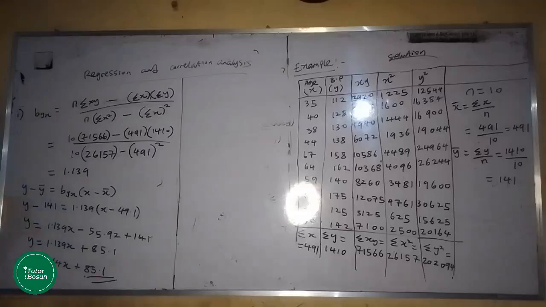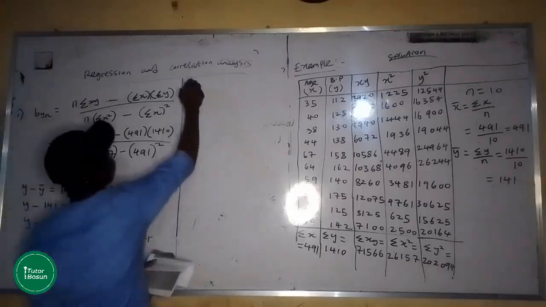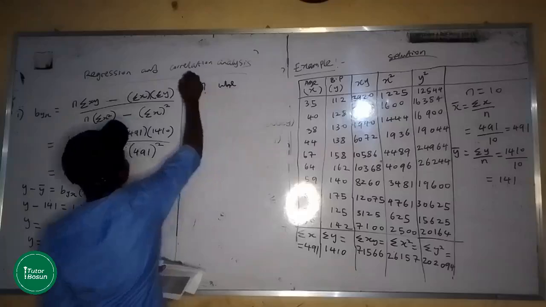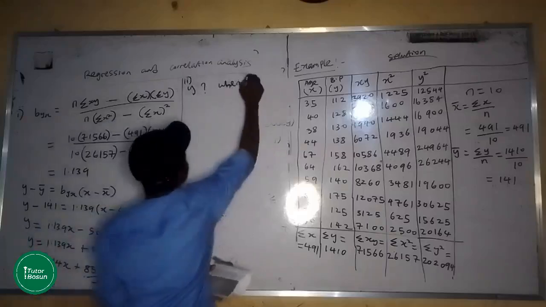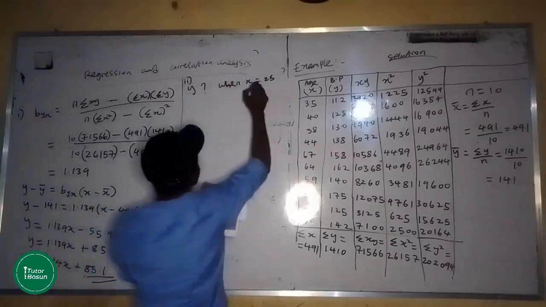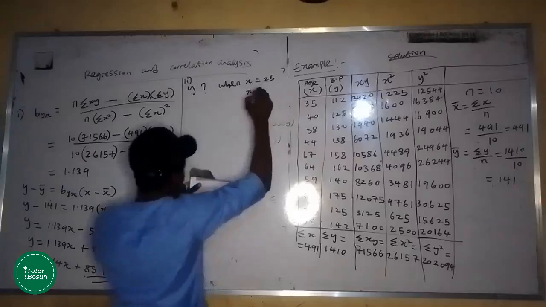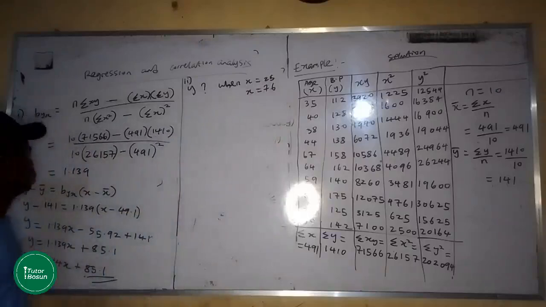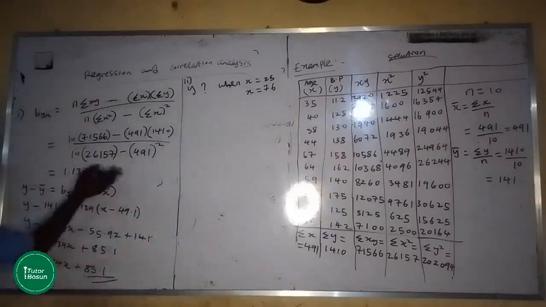So the question also says, using that regression model, estimate blood pressure of patients who are aged 25 and 76. That is, what is y when x is equal to 25, and when x is equal to 76. That's what the question is telling you. And when it generates your regression model, you can now compute.